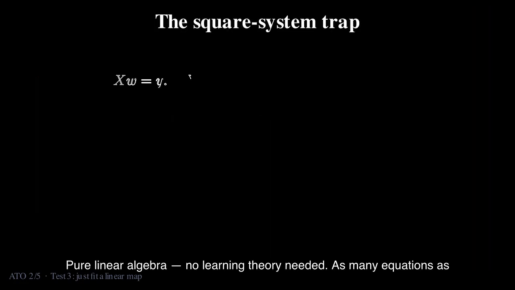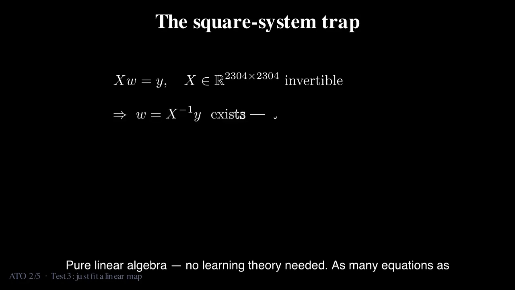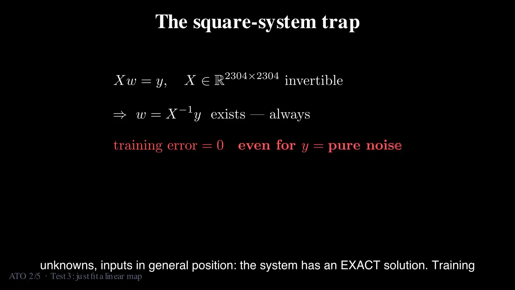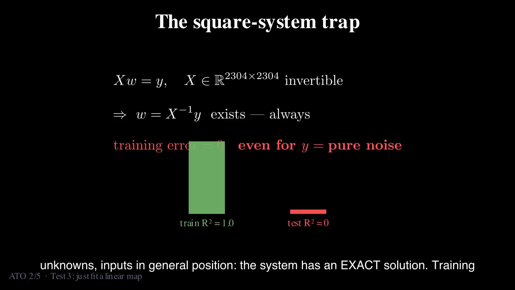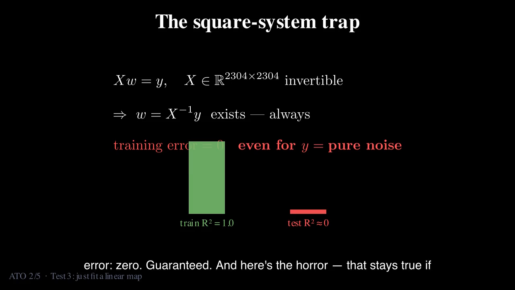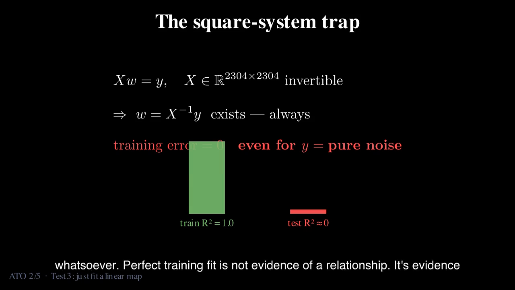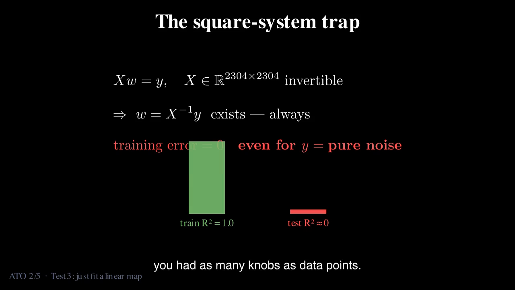Pure linear algebra. No learning theory needed. As many equations as unknowns, inputs in general position, the system has an exact solution. Training error, 0. Guaranteed. And here's the horror. That stays true if the target is pure random noise with no relationship to the inputs whatsoever. Perfect training fit is not evidence of a relationship. It's evidence you had as many knobs as data points.